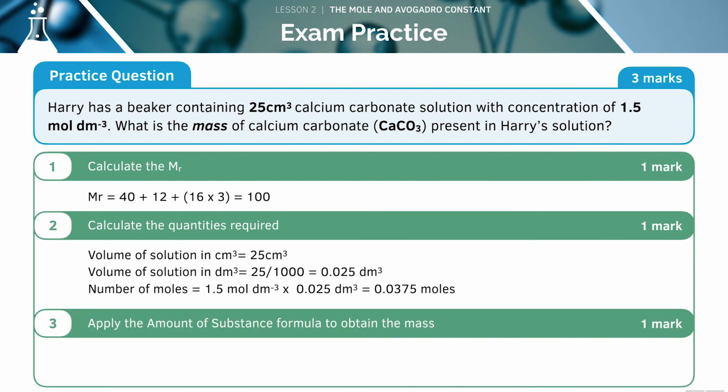Now we need to use the formula to find the mass. So we would do mass is equal to the Mr times the number of moles. So in our case, this is 100 times 0.0375. This gives us 3.75 grams.